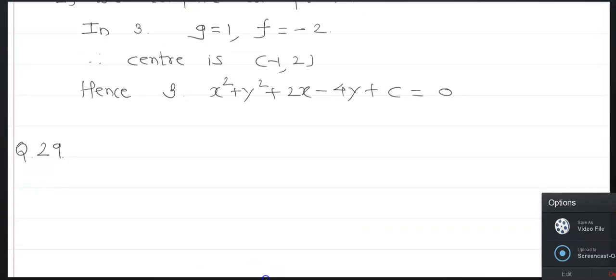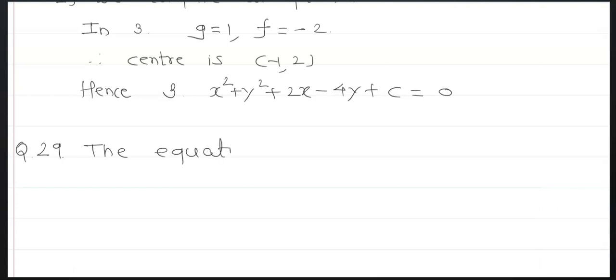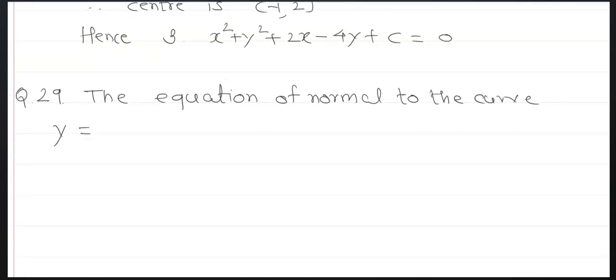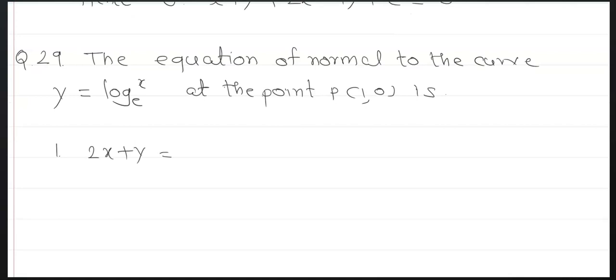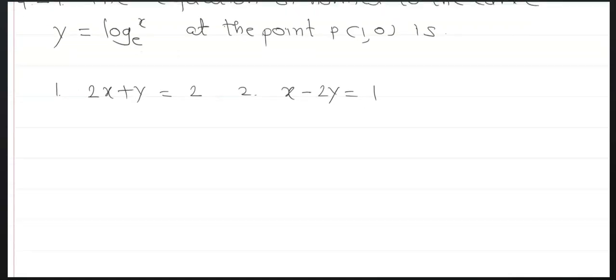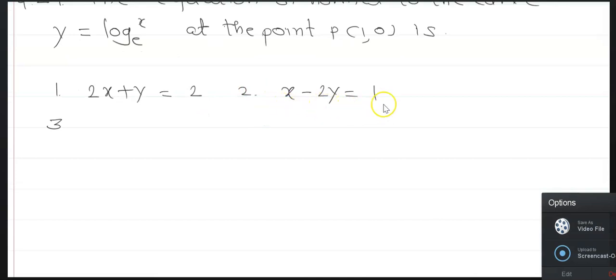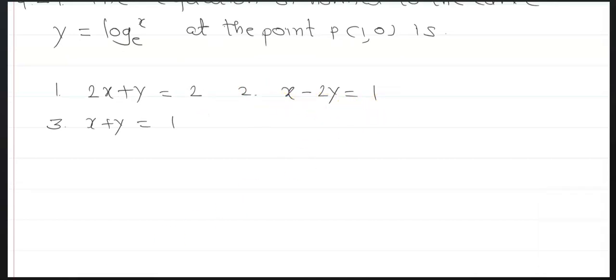Now the next is question number 29. The equation of the normal to the curve y is equal to x log of x to the base e at the point P(1, 0) is: first, 2x plus y is equal to 2; second, x minus 2y is equal to 1; third, x plus y is equal to 1; and fourth, x minus y is equal to 1.